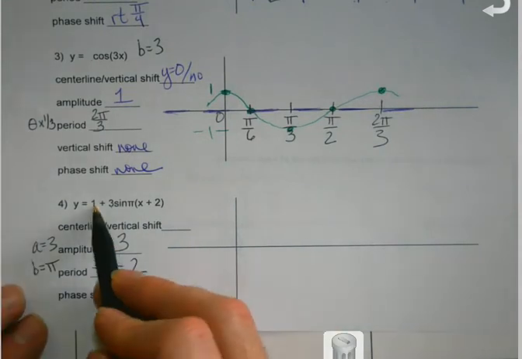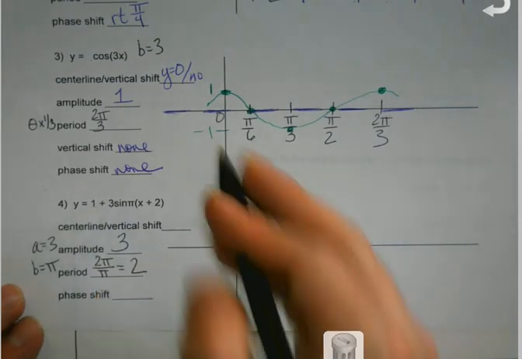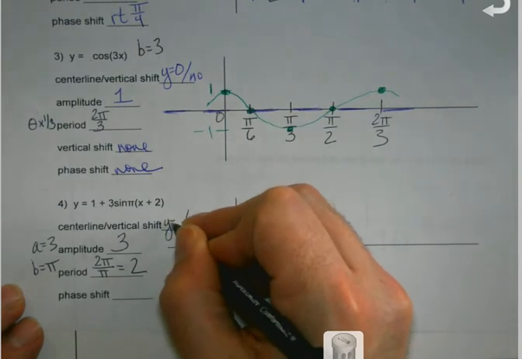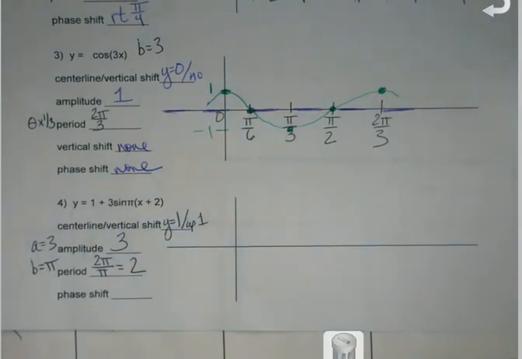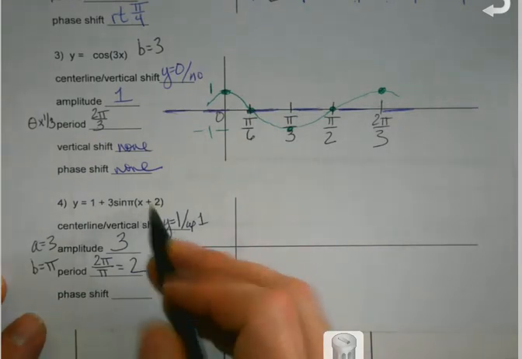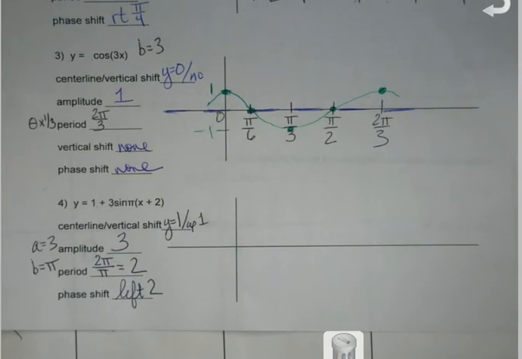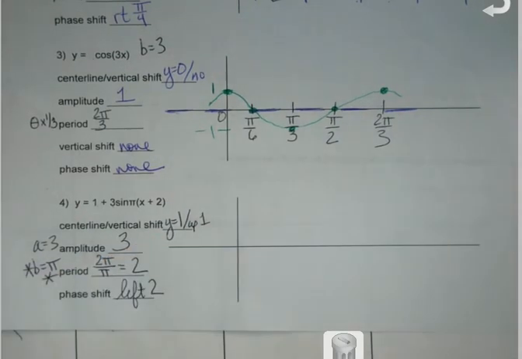I notice there's a +1, which means there's going to be a shift upward, which also means my center line is going to shift 1 upward. And then my phase shift, whatever's inside the parentheses, means I'm going to be shifting left 2. So I got all sorts of fun stuff going on here. But again, this is always the priority.